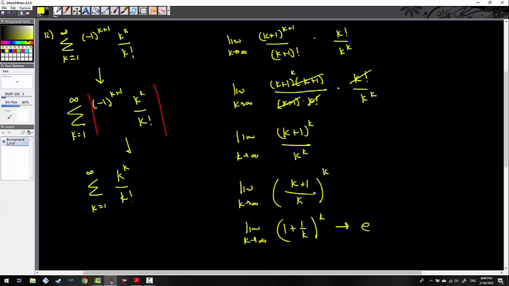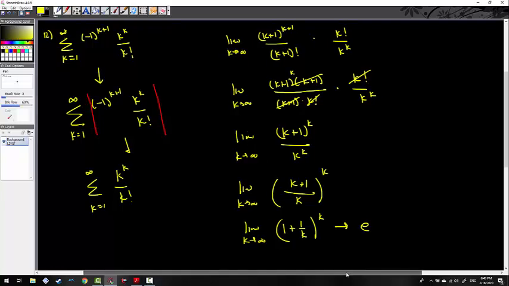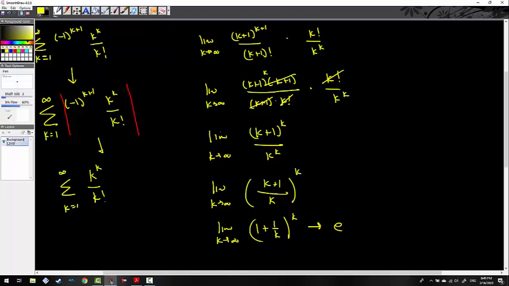It goes to e. Since our ratio test does not produce a value that is smaller than 1, sorry, I got my convergence test mixed up there. Since e is greater than 1, we can say then that the series from k equals 1 to infinity of (-1)^(k+1) k^k over k! diverges.